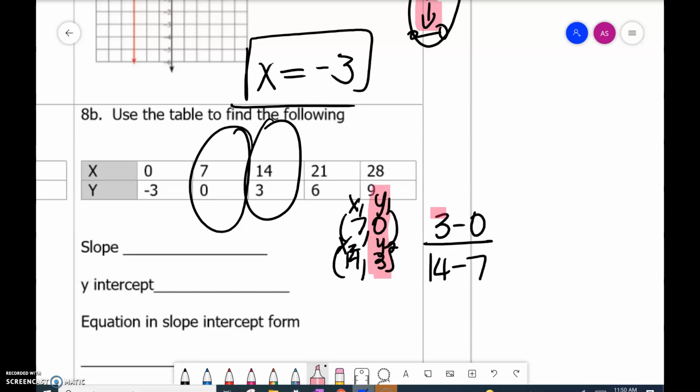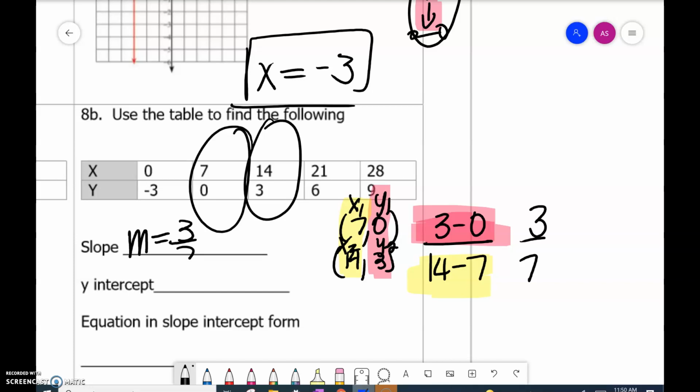So notice all this went here. And all of this went here. And I'm just going to subtract. And my slope is going to be 3/7. So I'm just going to write on this line m equal 3/7.